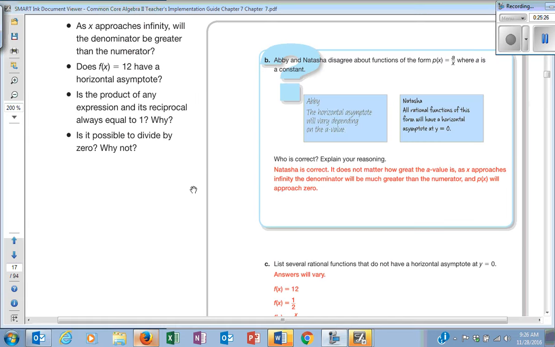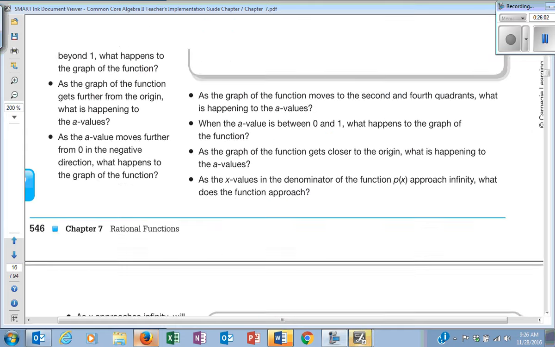All right. Let's discuss a over x, where a is a constant. If I have a constant, something like 5 over x, remember this is x to the 0 power and this is x to the first power. Which one is bigger? My denominator. If my denominator is bigger, then y equals 0 is going to be my horizontal asymptote.